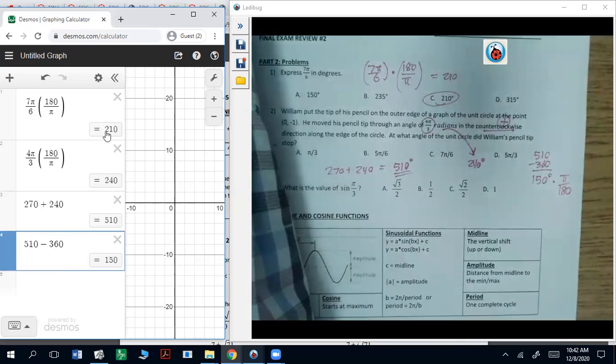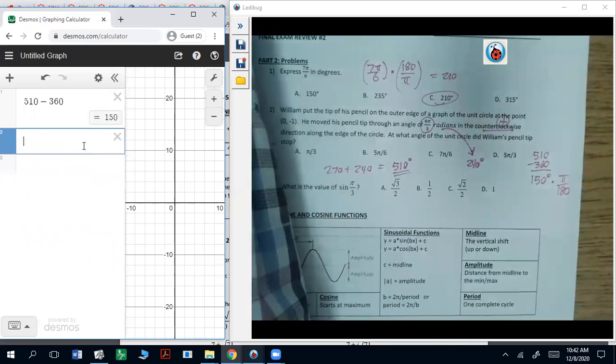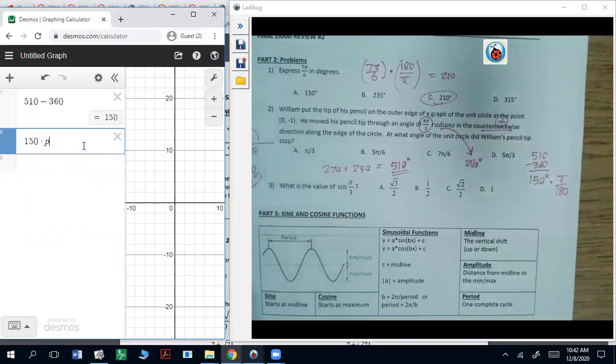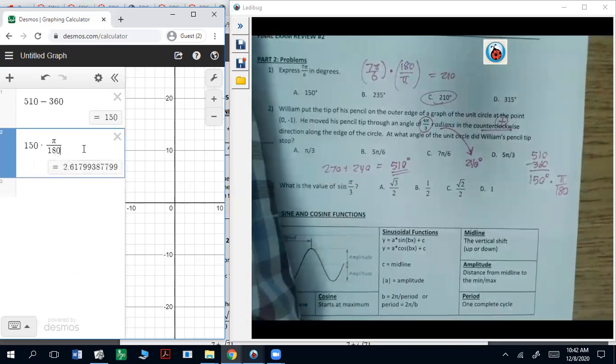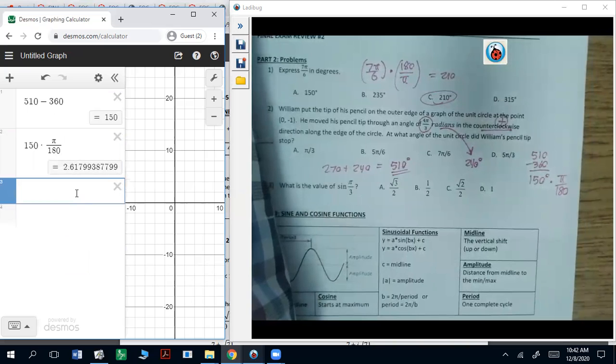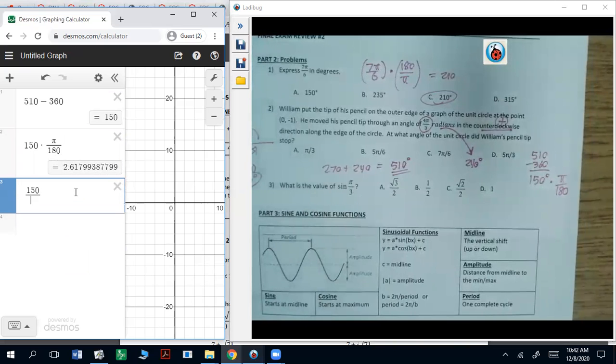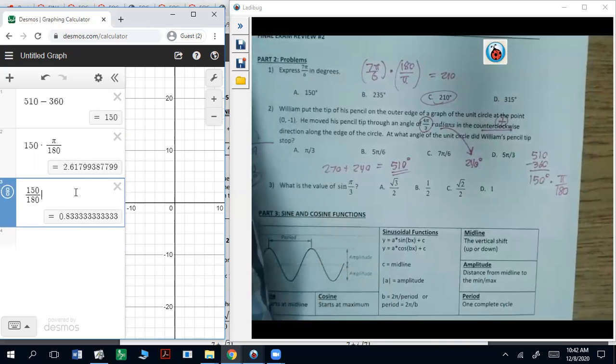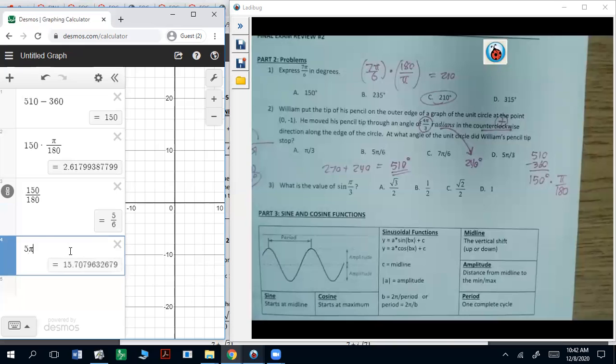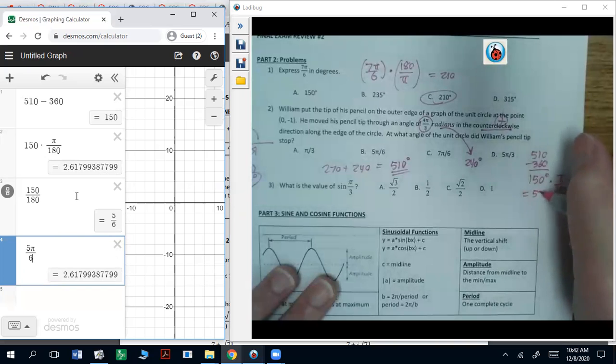To convert a degree to a radian, we take that degree and multiply it by pi over 180. That's your radian as a decimal. If you don't want the decimal, you do 150 divided by 180, and just leave the pi off. You can convert that to a fraction, so that's going to be 5 out of 6. So that would be 5 pi over 6. 5 pi over 6 is the same thing as 150 times pi over 180.